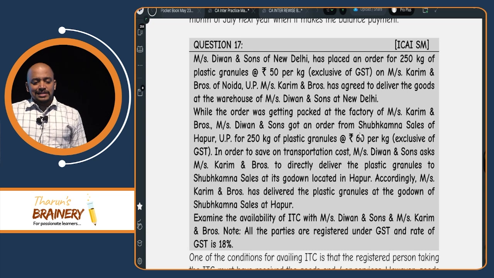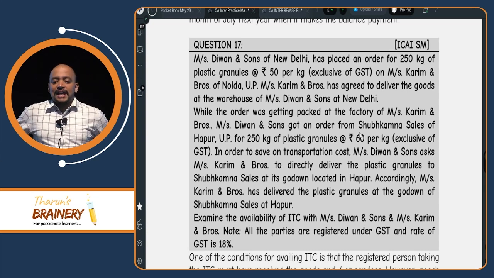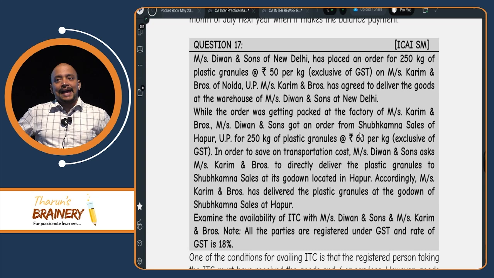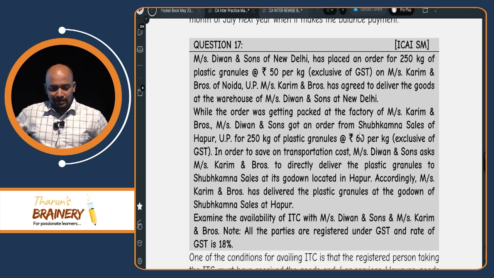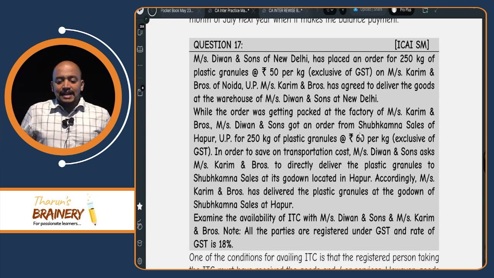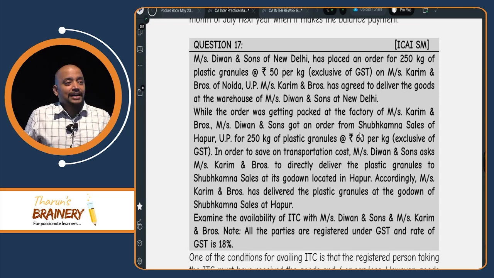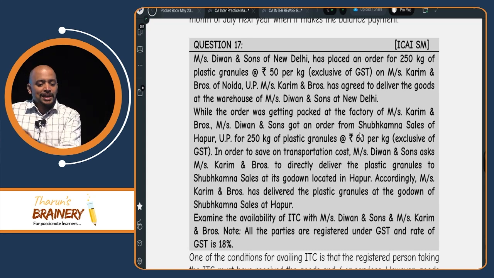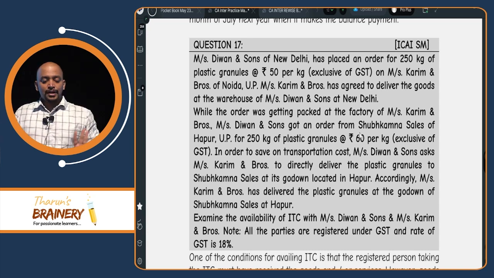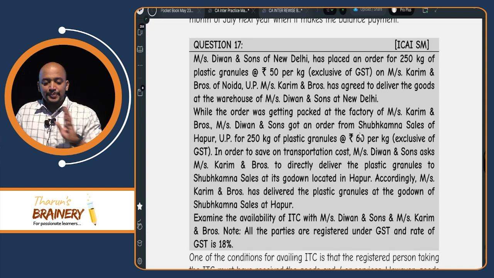Messrs. Diwan and Sons of New Delhi has placed an order for 250 kgs of plastic granules at rupees 50 per kg exclusive of GST on Messrs. Karim and Bros of Noida, Uttar Pradesh. Karim and Brothers has agreed to deliver the goods at the warehouse of Diwan and Sons at New Delhi. While the order was getting packed at the factory of Karim and Brothers, Diwan and Sons got an order from Shubkamna Sales of Hapur, Uttar Pradesh. So it is like a bill to ship to transaction.